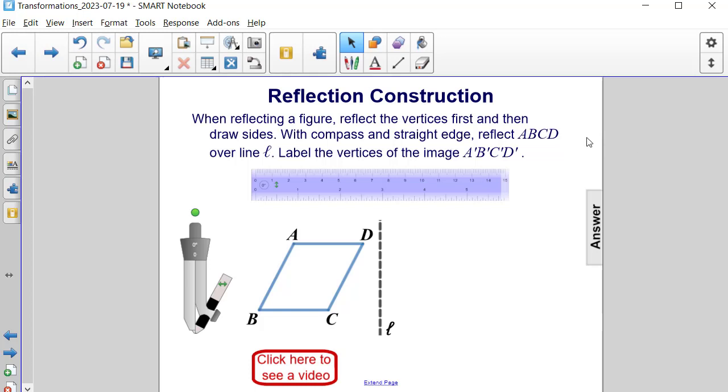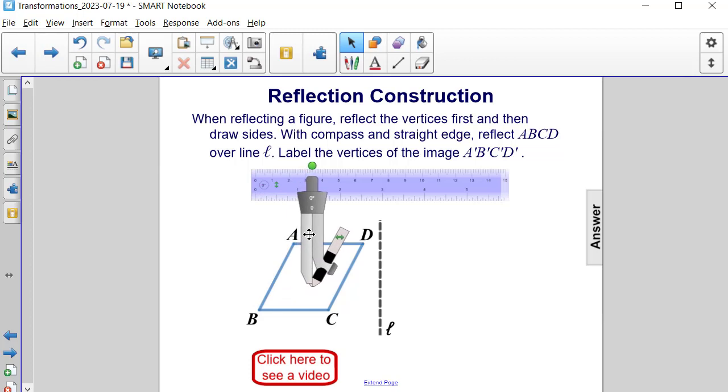Now let's go over how to perform constructions to show a reflection. When reflecting a figure, reflect the vertices first, then draw the sides. With the compass and straight edge, reflect quadrilateral ABCD over line L, and label the vertices of the image A', B', C', D'. We first have to begin by reflecting one of the points about line L.